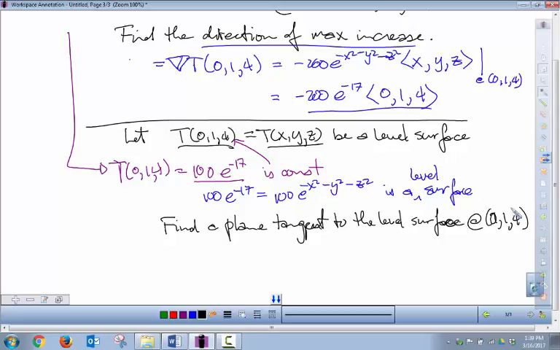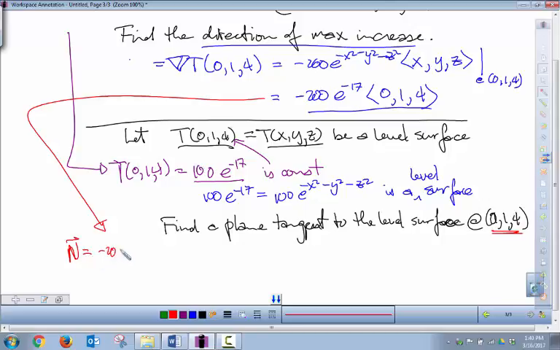What do we need for an equation of a plane again? Normal vector and a point. We've got ourselves a point right here. What's our normal vector? The gradient, because the gradient's perpendicular to a level surface. And we happen to have the gradient figured out, evaluated at (0, 1, 4). So it's negative 200 e to the minus 17 times (0, 1, 4).